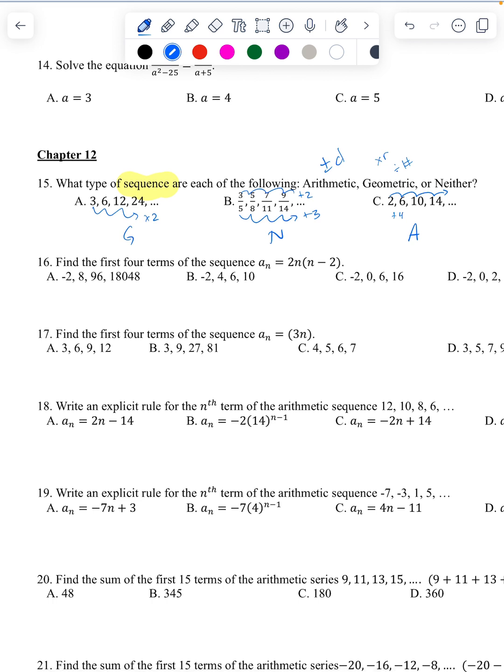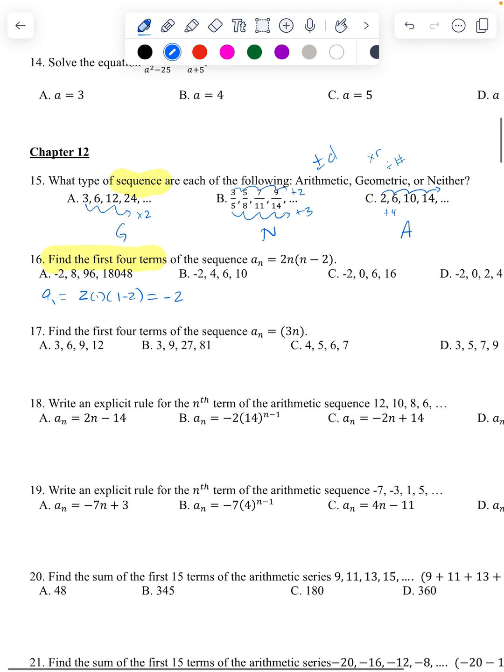Here we're supposed to find the first 4 terms. So what do you want me to do? Find the first 4 terms. This is an explicit formula, and that's going to mean plugging in 1, 2, 3, and 4. So to find the first one, I'm going to do 2 times 1, and then 1 minus 2. So that's going to turn into a negative 2. So the first thing I need is a negative 2. Unfortunately, they all have a negative 2. So we try plugging in the second. So I'm putting in a 2 now, and anywhere there is a number that actually gives me a 0. So I need something that goes to 0. So these 2 are out.